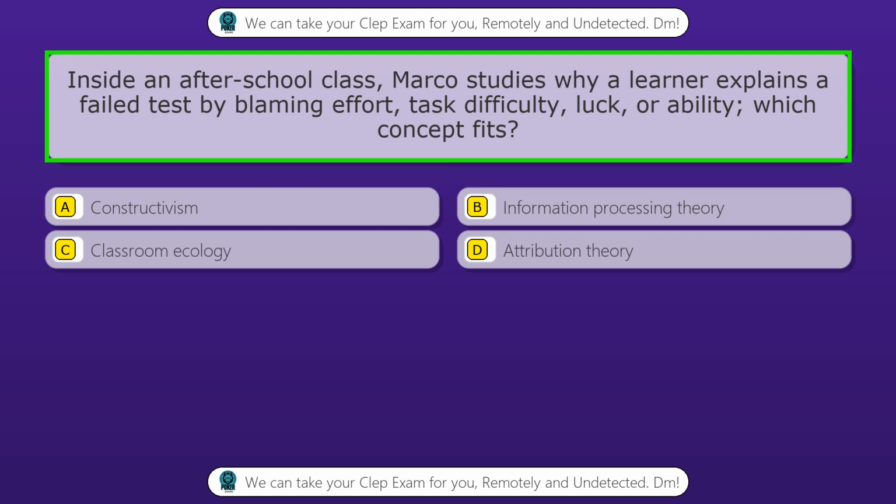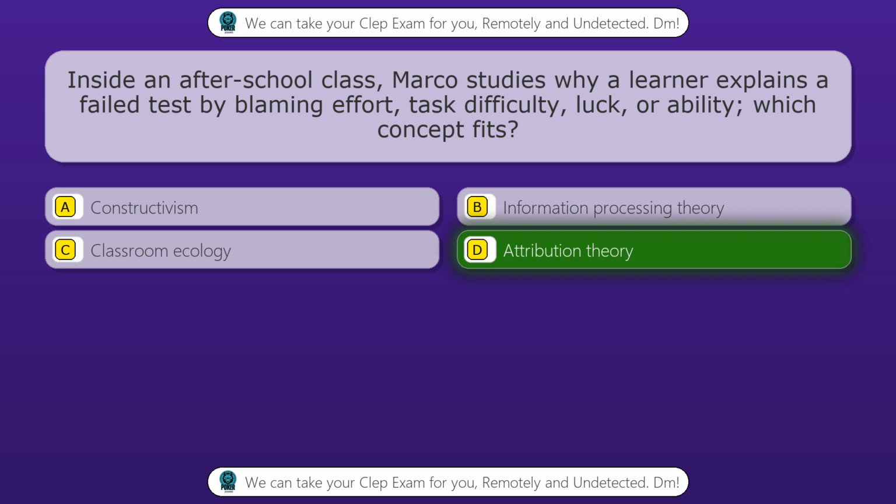Question 30. Inside an after-school class, Marco studies why a learner explains a failed test by blaming effort, task difficulty, luck, or ability. Which concept fits? Option A, constructivism. Option B, information processing theory. Option C, classroom ecology. Option D, attribution theory. The correct answer is option D, attribution theory.